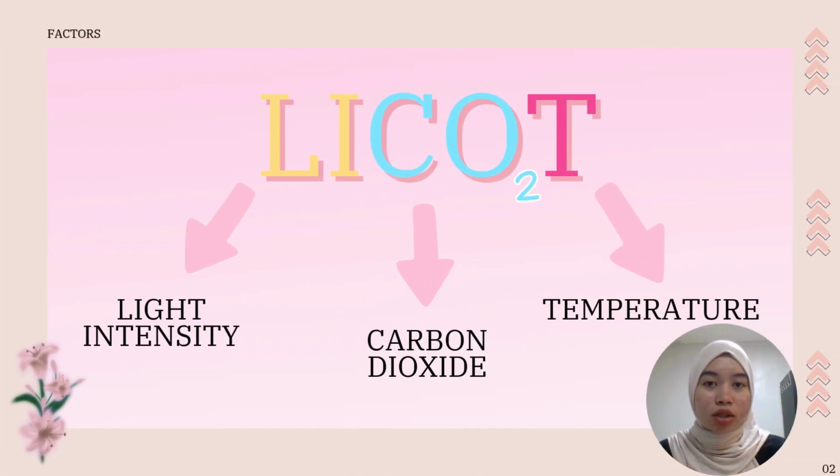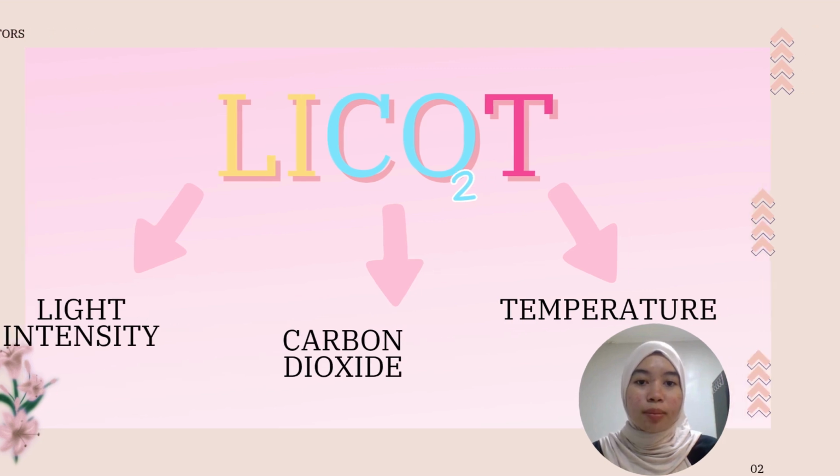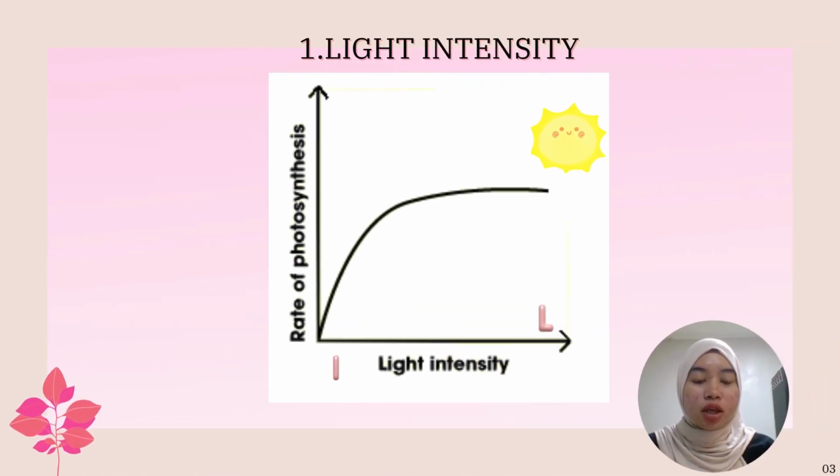The three main factors is LICOT. I use the letters LI for light intensity, the second one CO for CO2 concentration, the last one is T for temperature. The first factor is light intensity. I use I and L to remind me that the graph increases and levels off. This is because as light intensity increases, photosynthesis increases up to a certain point. Eventually, CO2 or temperature will become a limiting factor. That's basically a factor that stops photosynthesis from occurring faster. This is what causes the graph to level off.